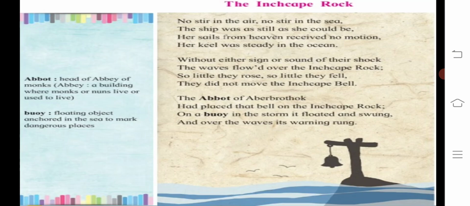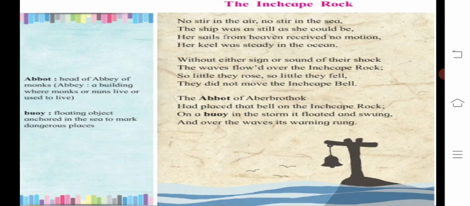Now the third one. The abbot of Aberbrothok had placed that bell on the Inchcape Rock. This is the history we got here, the reference to who placed that bell on Inchcape Rock. On a buoy in the storm it floated and swung, and over the waves its warning rung. Whenever there is any kind of stormy atmosphere, it started to ring, and because of that, it would be the warning for the sea sailors.